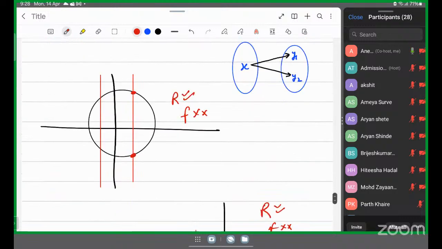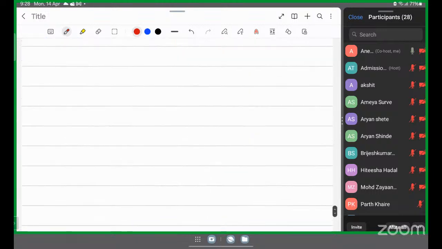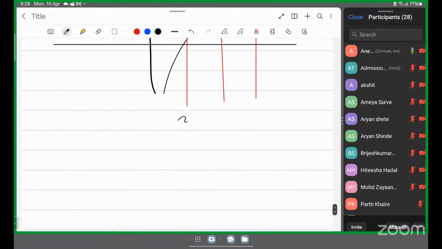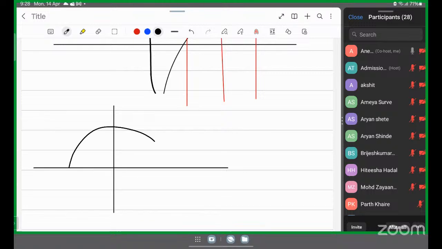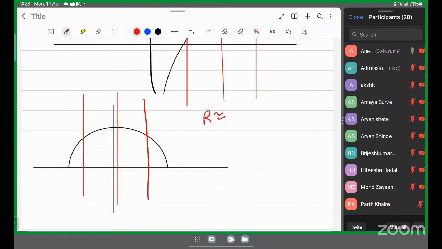If we take a graph like this, will it be a relation? Yes, always a relation. Will it be a function? So we will plot vertical lines and you will notice that they cut at exactly 1 point. So this will also be a function. Understood or any doubt?